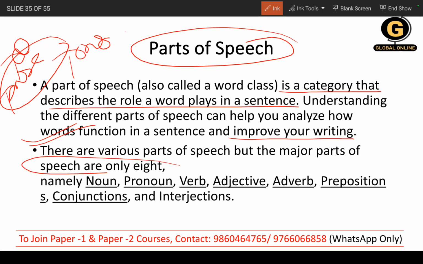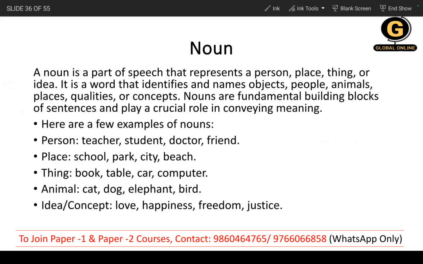Now there are many parts of speech, but 8 of them are very important. For example, noun, pronoun, verb, adjective, adverb, preposition, conjunctions, interjections. These are important and we'll discuss them in a deep way. We'll cover everything. So first, noun.